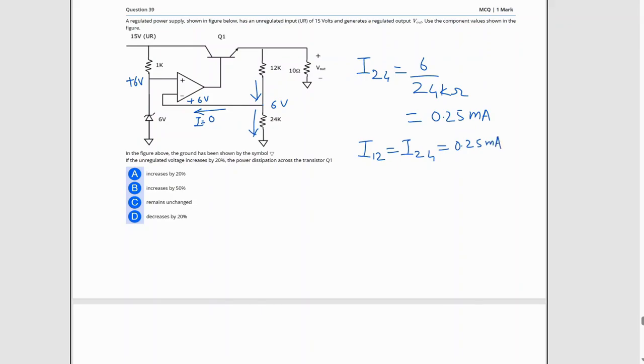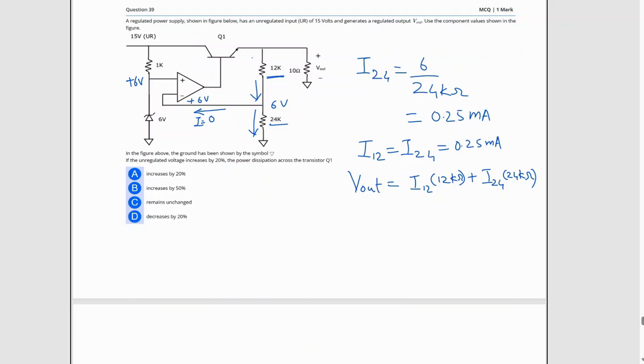Now Vout is going to be I12 times 12K plus I24 times 24K. I think this should be clear. The voltage across 12K is I12 times 12K. The voltage across 24K is I24 times 24K.